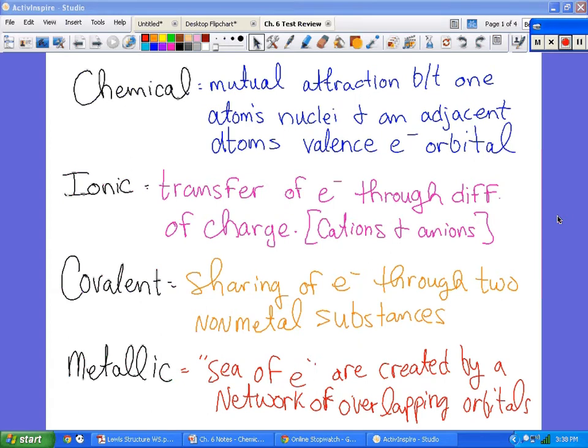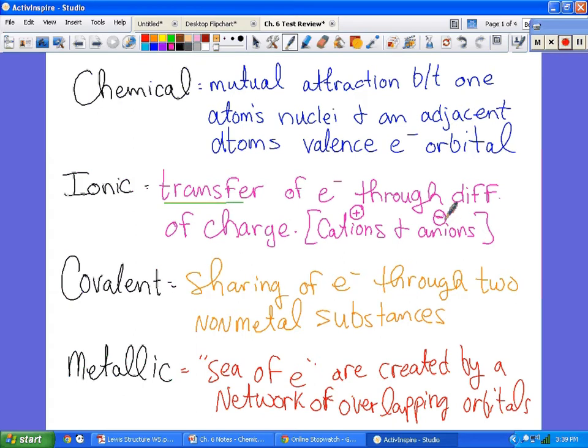Now, there's three types of bonds. We've talked about this over and over again. What is an ionic bond? What is a covalent bond? And what is a metallic bond? The key in ionic, what's the keyword? Well, it's going to be a transfer of electrons through difference of charge, creating what two types of things? Cations and anions. What is the charge of a cation? This is going to be positive, and an anion is going to be negative. So you have a complete transfer of electrons there.